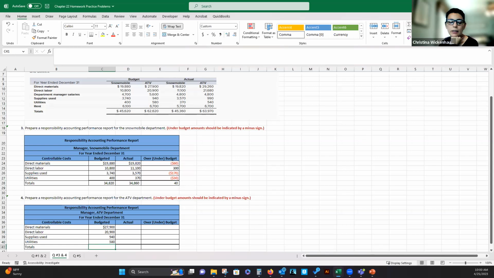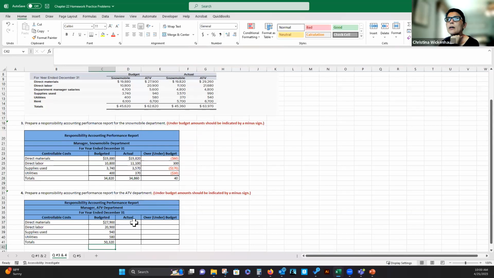We're going to add all those up by hitting our sum button. And now we're going to do our actuals, which in the ATV is over here. So direct materials were 29,260, direct labor was 21,680, supplies 990, and utilities were 540.